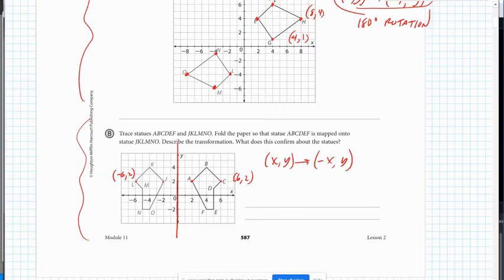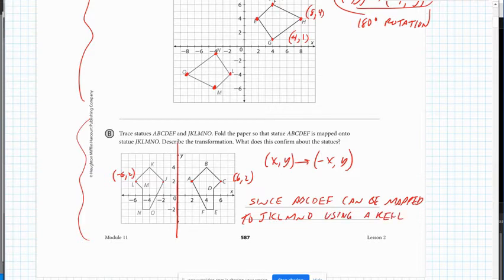So we can say, since A, B, C, D, E, F can be mapped to J, K, L, M, N, O using a reflection, the two figures are similar.